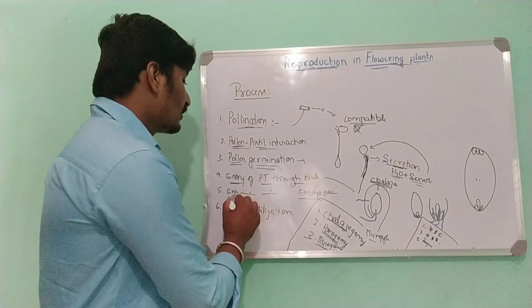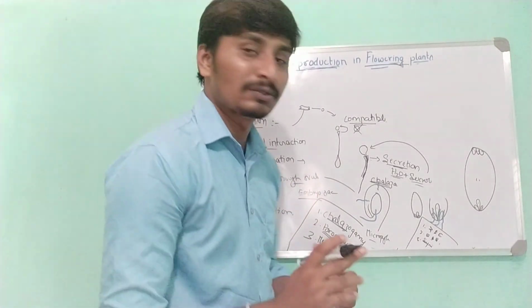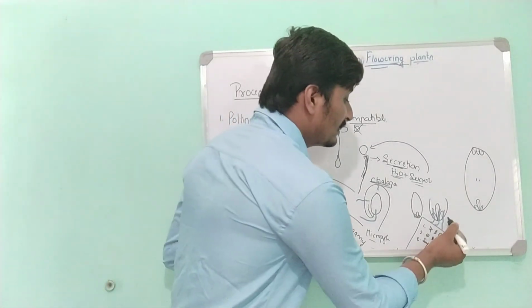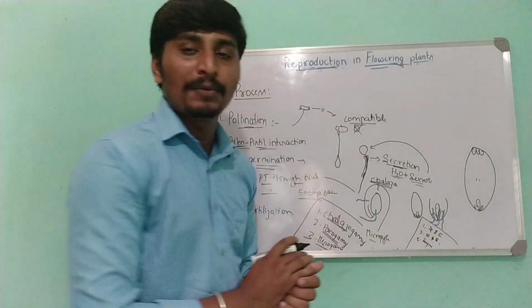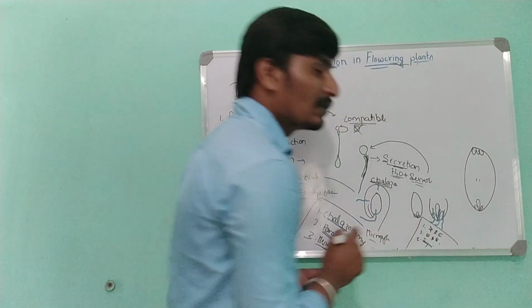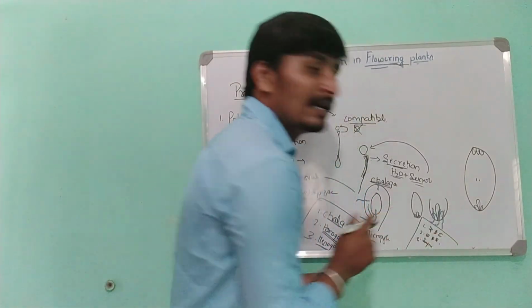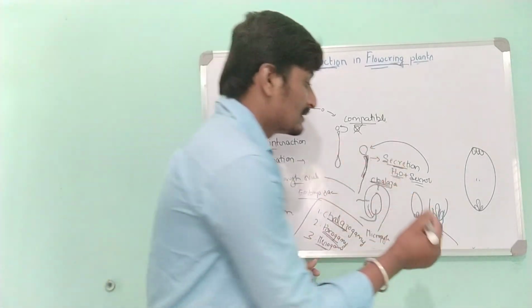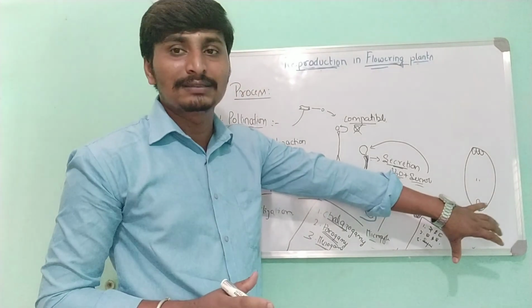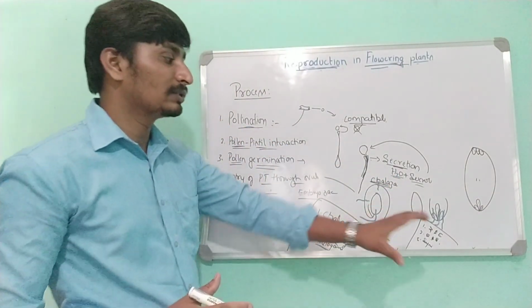Then, the entry of the pollen tube into the embryo sac. How does the pollen tube enter the embryo sac? There are also three ways. One is in between the synergid and the embryo sac wall. The second is in between the egg cell and the synergid. The third is through the synergid, by degenerating it. So these are the three ways the pollen tube can enter.